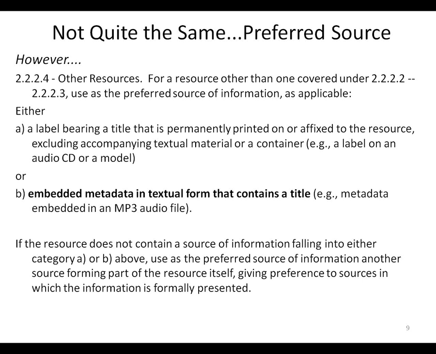There is one little wrinkle, though, which is that the instruction that we were just looking at, 2.2.2, is referring to sheets, and there's another section I didn't show that talks about moving images. But then for any other resources that are not in that format, your choice for a preferred source is either a label, just like a label on an audio CD, or, and this is one of the differences with AACR2, embedded metadata in textual form that contains a title.